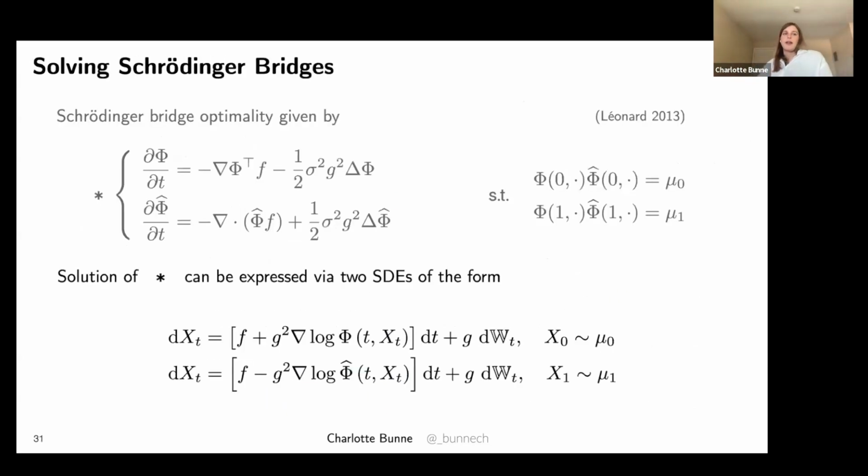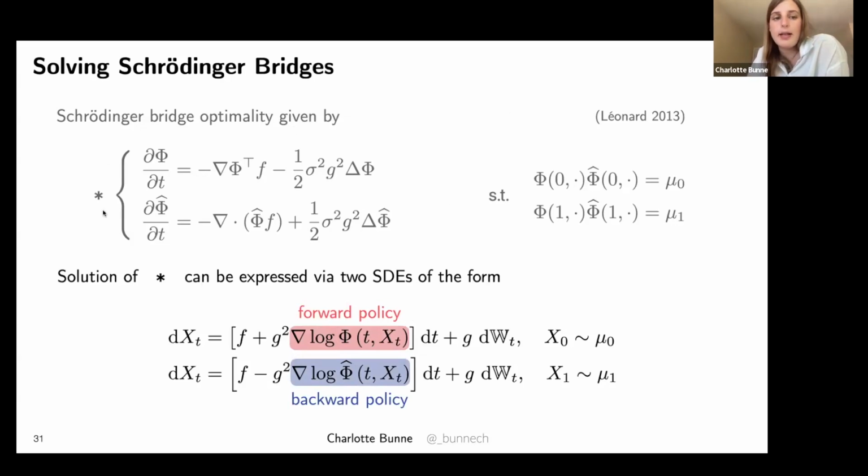What is nice is that the solution of the Schrödinger bridge, which I showed you on the slides before, can be expressed as two SDEs that are coupled and parameterized through two policies, my forward and my backward policy. And these have this phi inside, which is the solution of a system of coupled partial differential equations. We don't need to understand this here, just to give you an idea of where this is coming from. And they are in particular coupled through their boundary conditions.